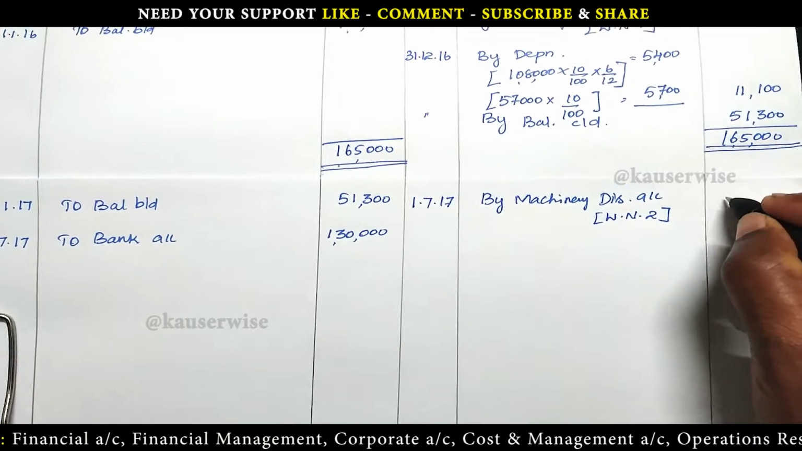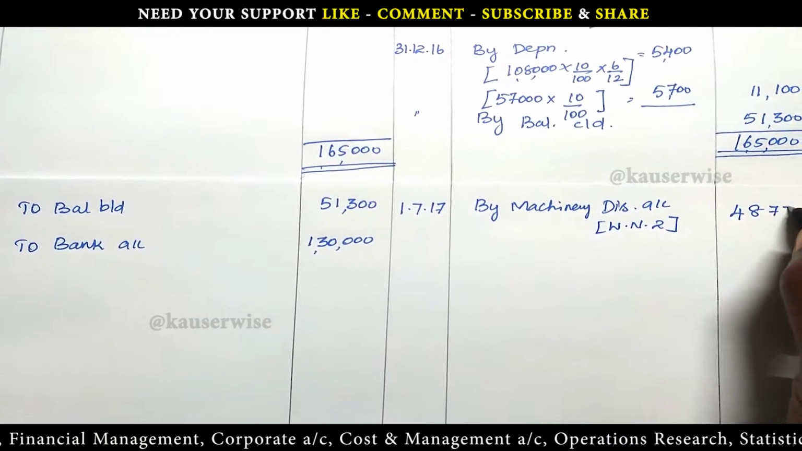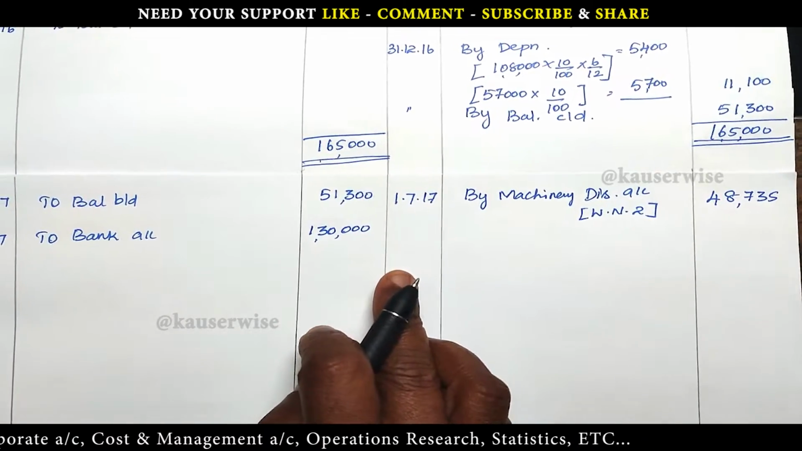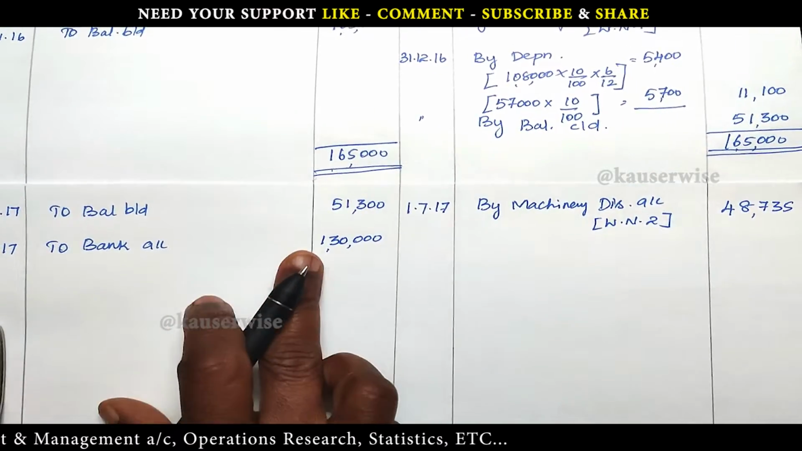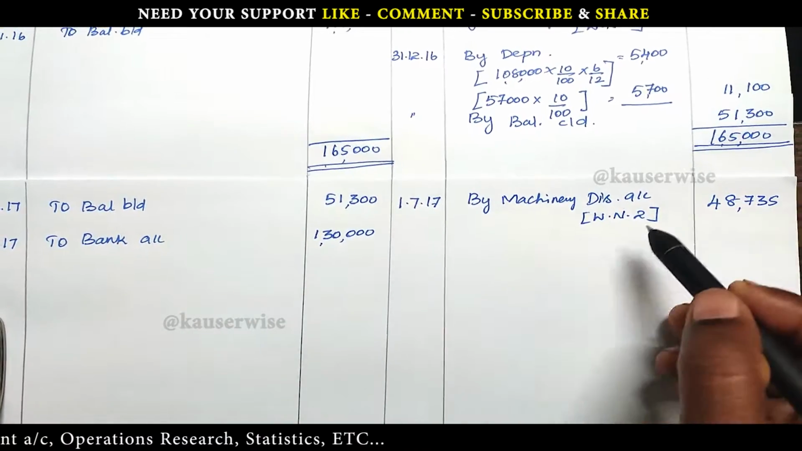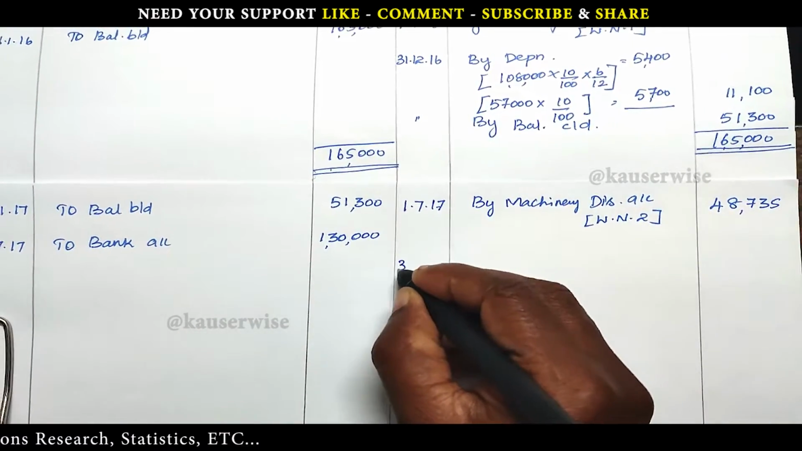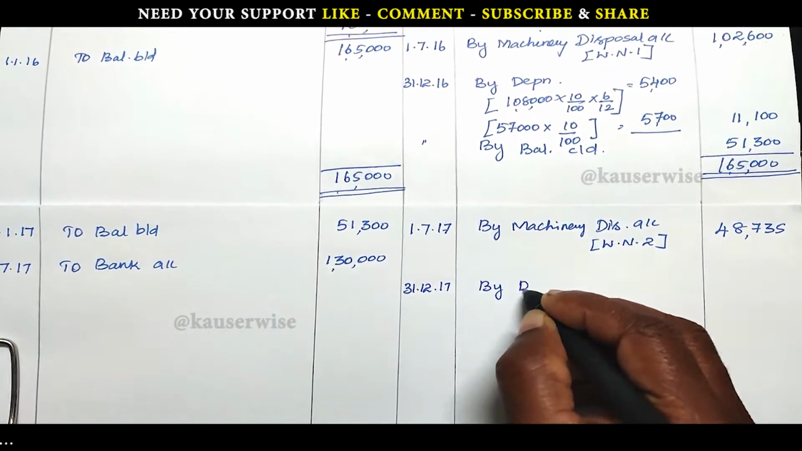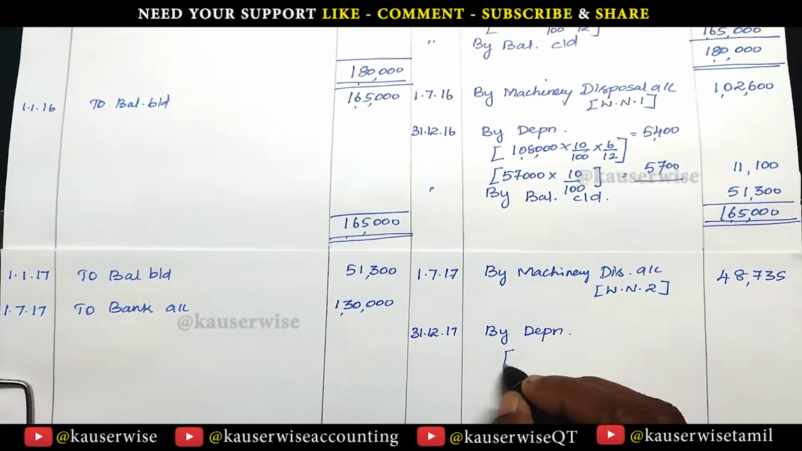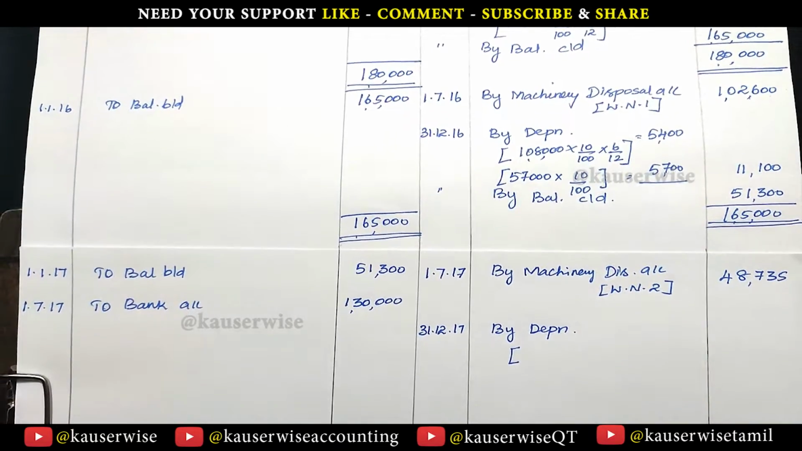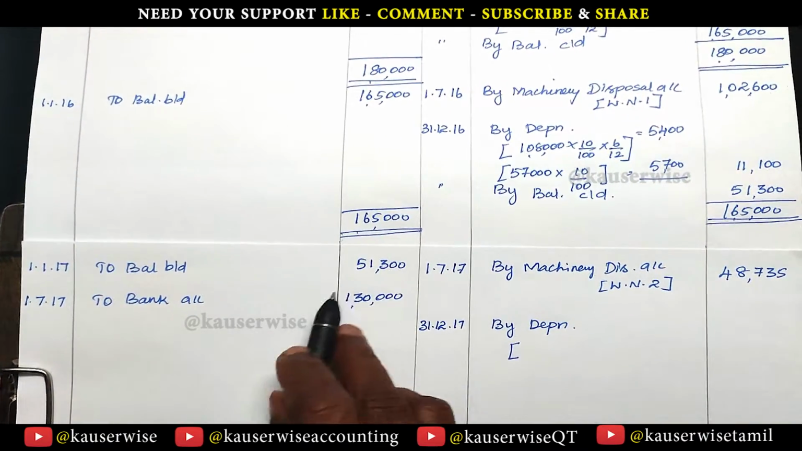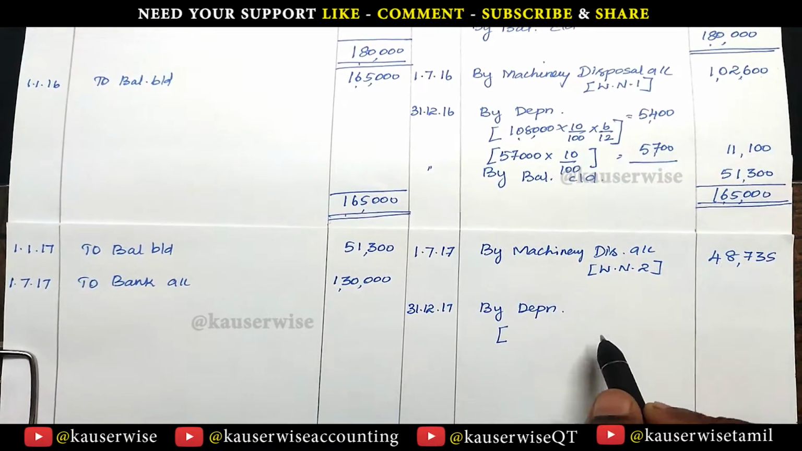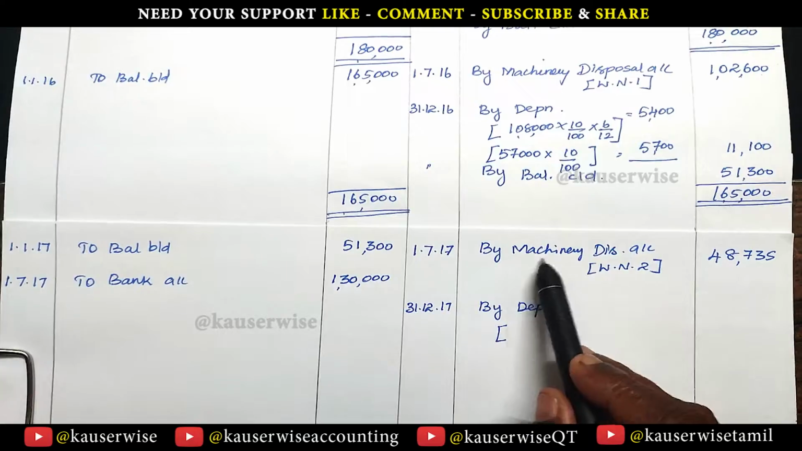So refer working note number 2. How much? 48,735. Okay, now at the end of the year, again we have to calculate depreciation for the rest of the asset as well as the asset which we have sold. On 31st December 17 by depreciation. Okay, so now we have one machine, that is 1,30,000. For that, you can calculate finally, and you have to calculate depreciation for the asset which we have sold, which we have transferred to disposal account.